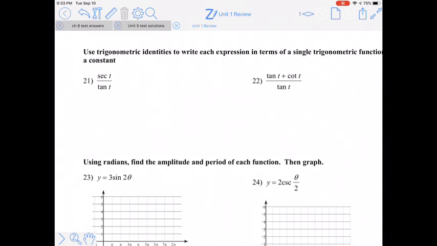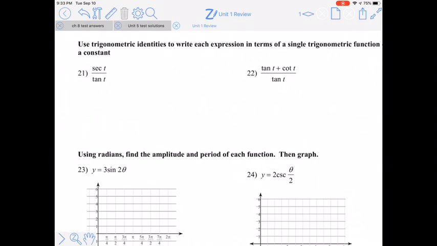Okay, question 21 and 22, these are from section 2.4, using trig identities to write the expression in terms of a single trigonometric function or as a constant. So we had a couple of identities that we talked about in section 2.4, the ratio identities, reciprocal identities, and the Pythagorean identity.